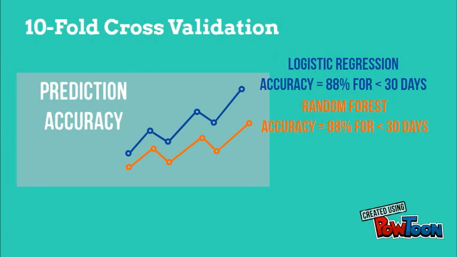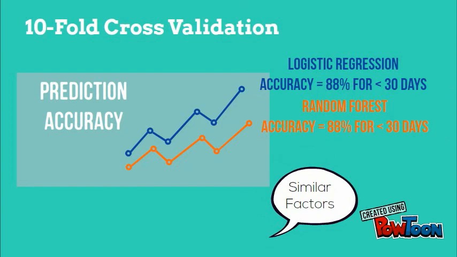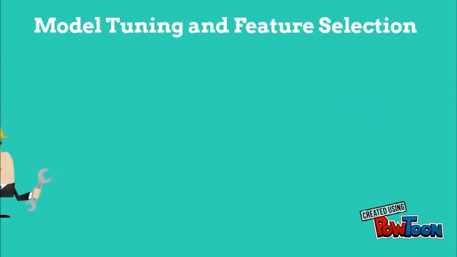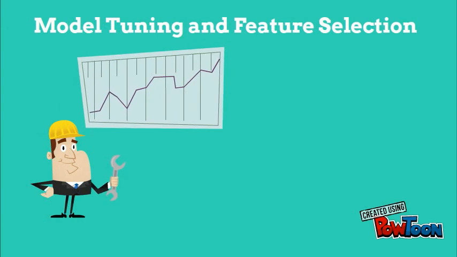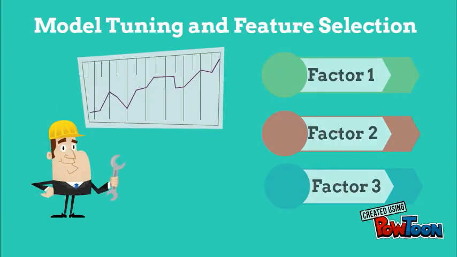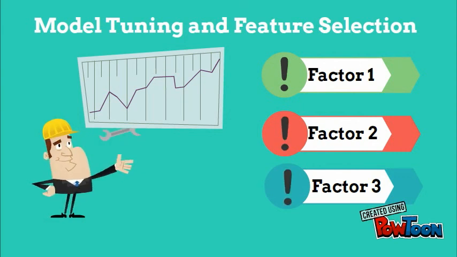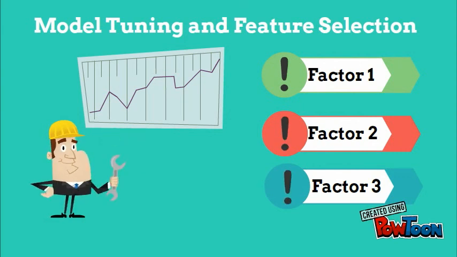Although logistic regression performed relatively better in prediction accuracy, the suggested factors of readmission were similar to both. We hence decided to tune the models to improve the performance and therein understand the top factors that affect readmission rates and move to Phase 3 for the recommendations.